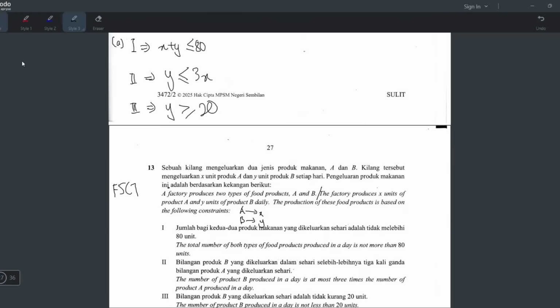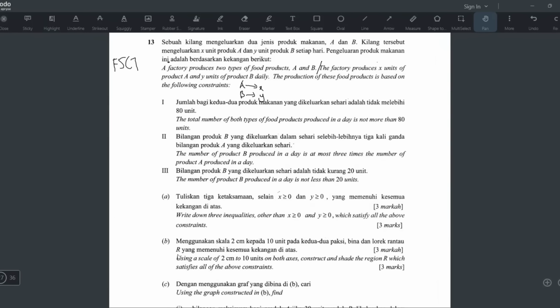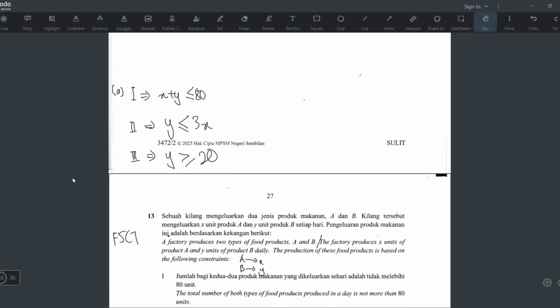If, let's say, the y is negative, then maybe I will move the negative and then reverse the symbol. Okay, but this one, all y positive, nice already. Alright, so let's do part B already. Using a scale of 2 cm to 10 units on both axes, construct and shade the region R which satisfies the above constraints. Okay, for part B, you have to draw a graph.